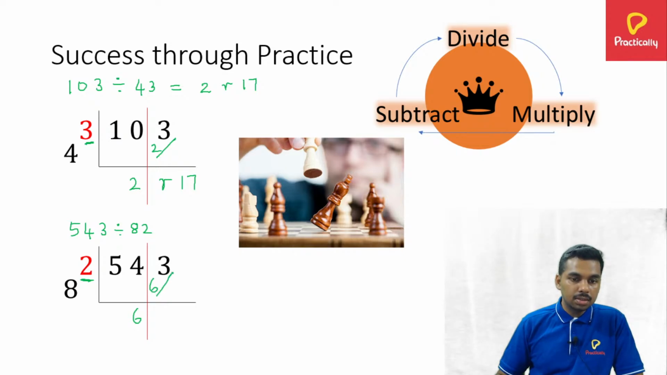Now you consider this as a single number 63. So 63 minus 6 multiplied by 2 is 12. 63 minus 12, the answer is 51. So the answer to 543 divided by 82 is 6, remainder 51.